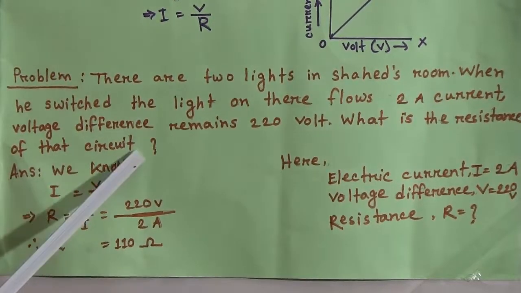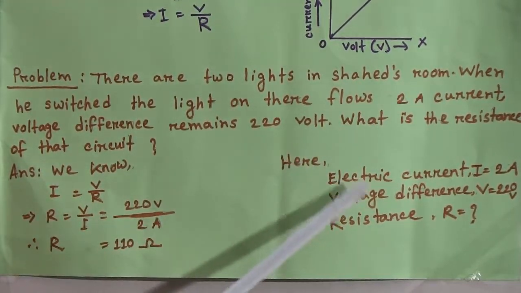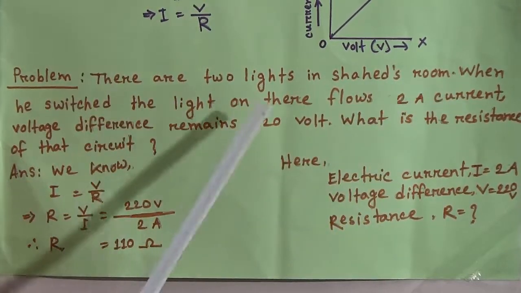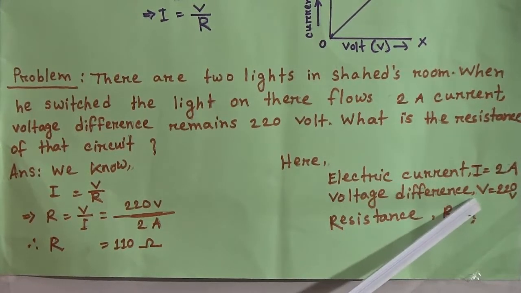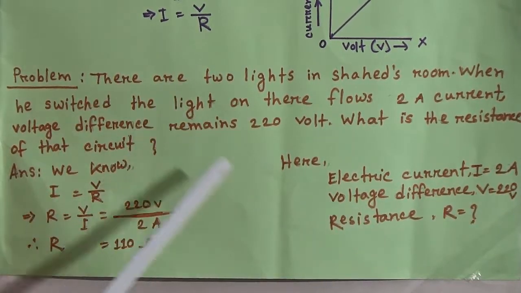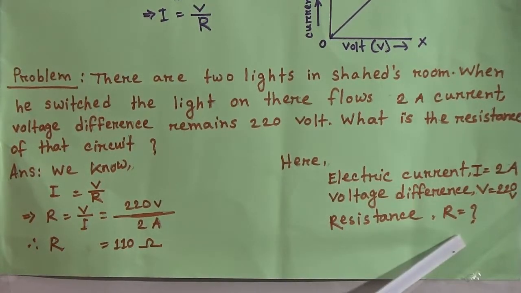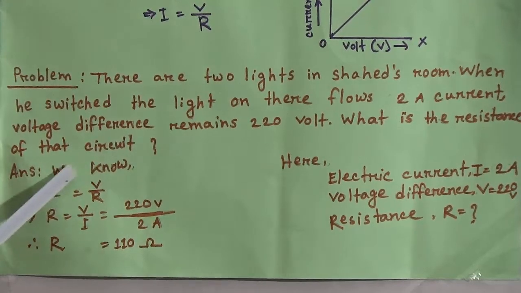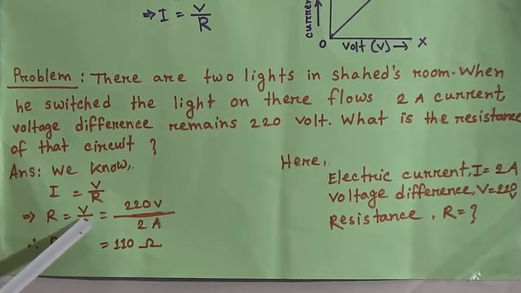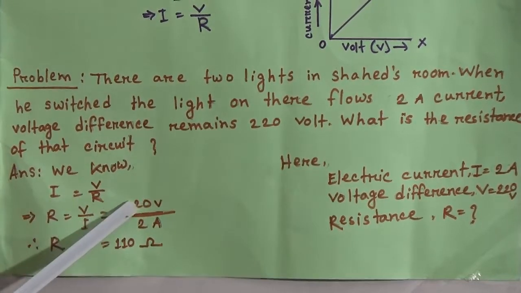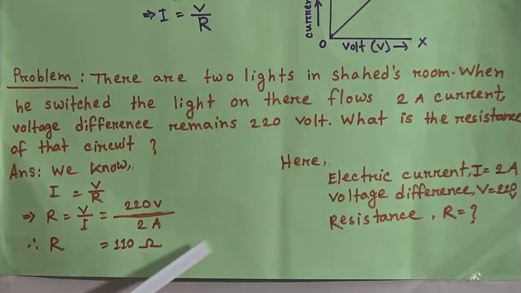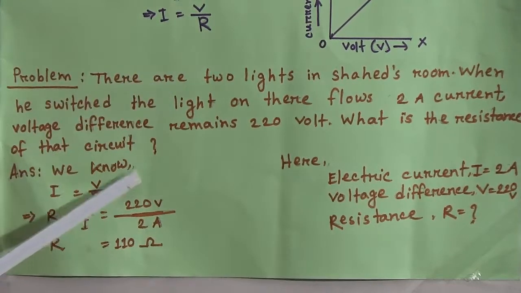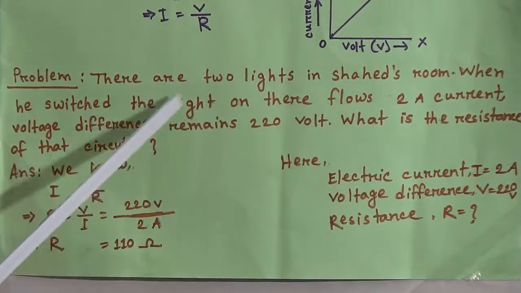What is the resistance of that circuit? Here the electric current I equals 2 ampere from the question, and the voltage difference V equals 220 volt. We have to find out the resistance R. From Ohm's law we can write I equals V by R, or R equals V by I, then 220 volt divided by 2. That means the resistance is 110 ohm. You have to practice more mathematical problems for these purposes.